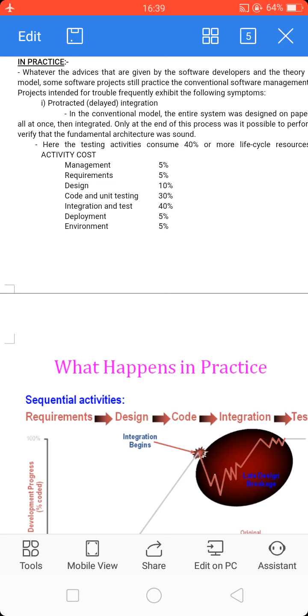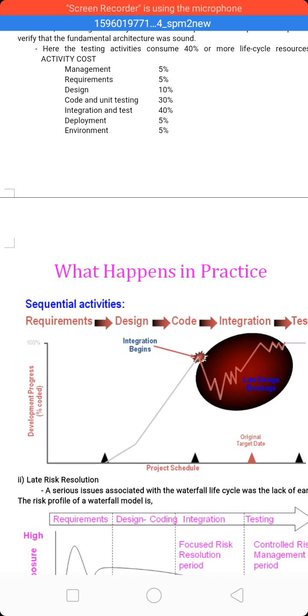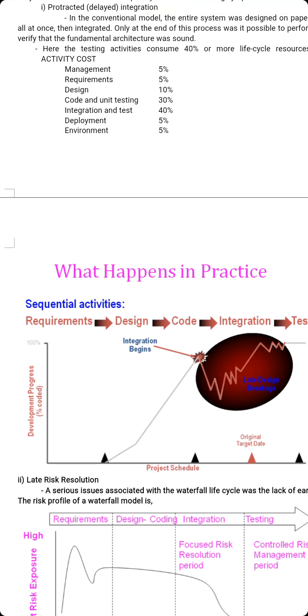First one, protracted integration and late design breakage. Second one, late risk resolution. Third one, requirements-driven functional decomposition. Fourth one, adversarial stakeholder relationships. Fifth one, focus on documents and review meetings. These are the symptoms. In that, the first one is protracted integration and late design breakage.